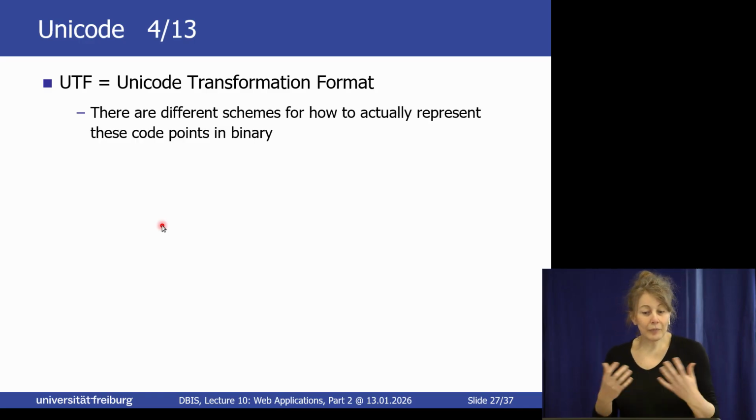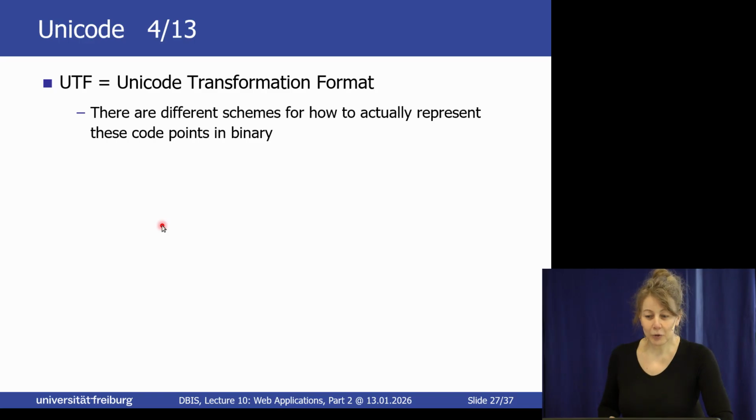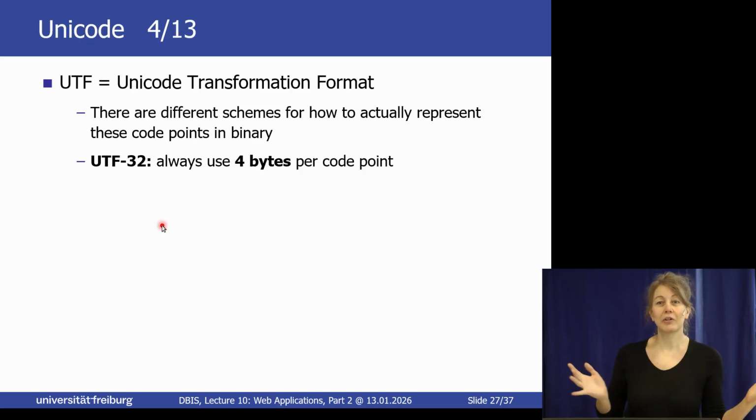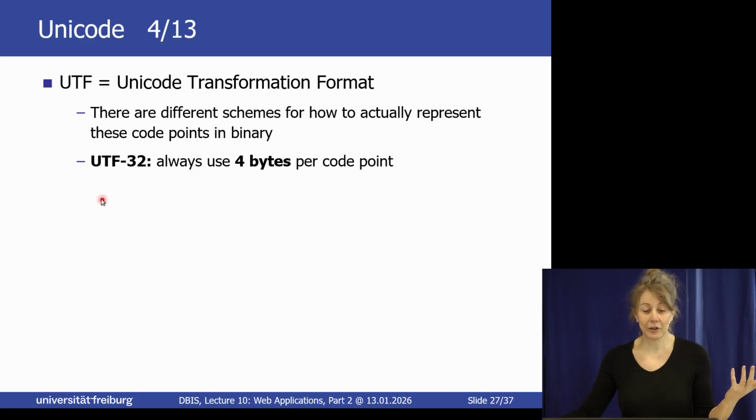So now how? Now you have the code point, you have a number for each character. How do you encode that? And now here are 3 different ways. Let me briefly explain them to you. Okay, 4 bytes are always enough. Let's always use 4 bytes for every character. This is the standard, it's called UTF-32.